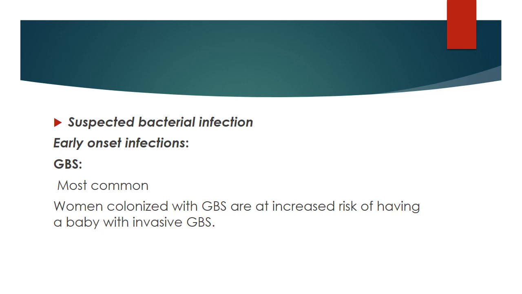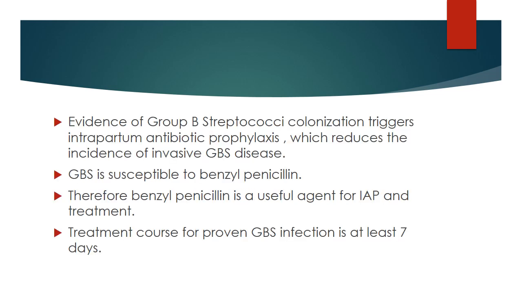These can be early onset infections, group B streptococci referred to as GBS in the upcoming slides. GBS is most common. Women colonized with GBS are at increased risk of having a baby with invasive GBS. Group B streptococci colonization triggers intrapartum antibiotic prophylaxis, which reduces the incidence of invasive GBS disease. GBS is susceptible to benzyl penicillin. Therefore, benzyl penicillin is a useful agent for IAP and treatment. Treatment course for proven GBS infection is at least 7 days.